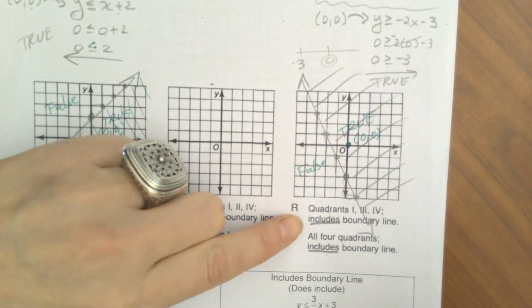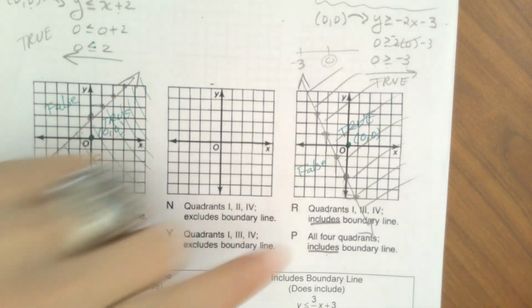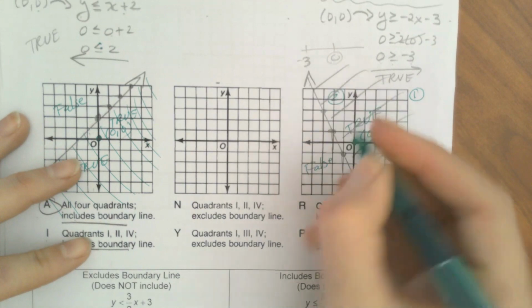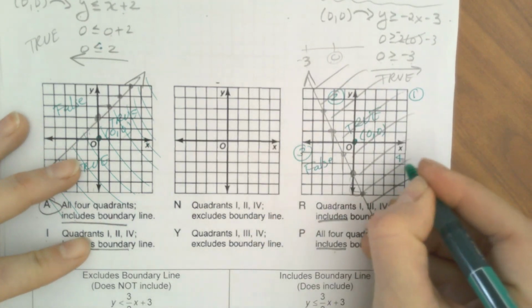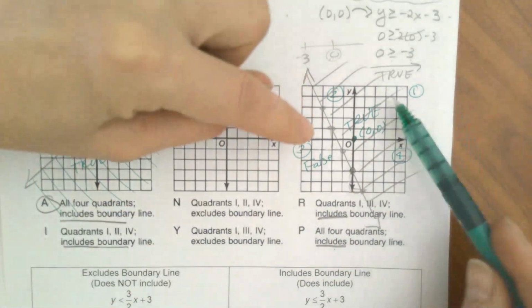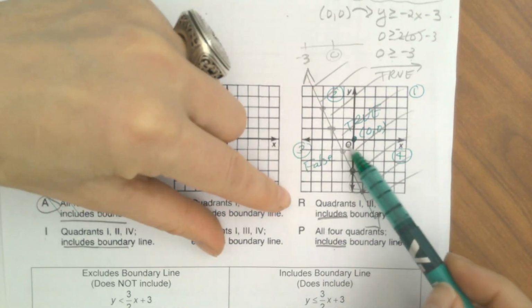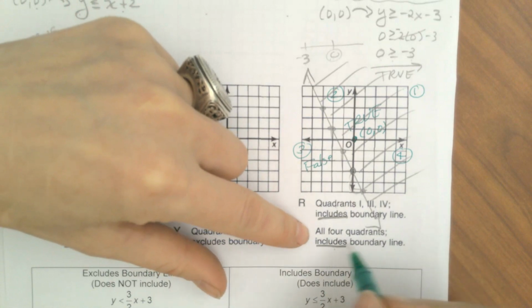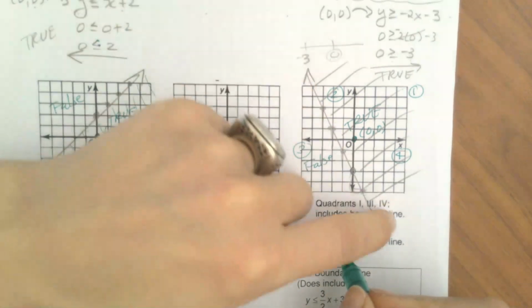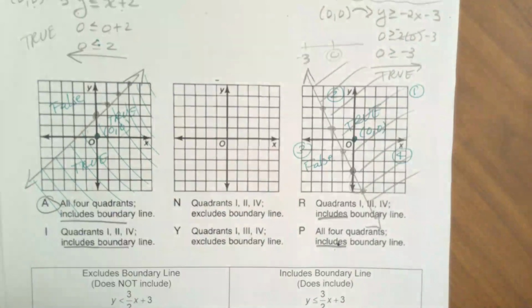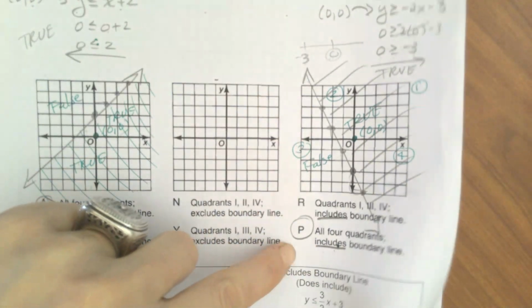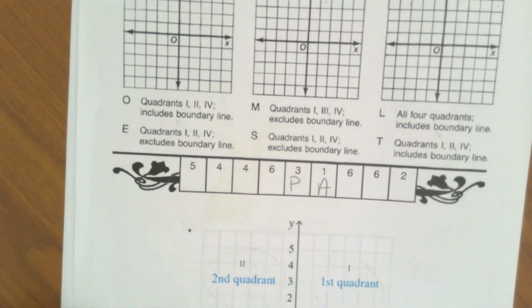So what quadrants are we talking about? This is quadrant 1, quadrant 2, quadrant 3, quadrant 4. All 4 quadrants are touching, because see, we have a little bit of quadrant 3. All 4 quadrants, and it includes the boundary line because the boundary line is solid. So the answer is P. So 3 is P. So go over here. 3 is P. Okay.